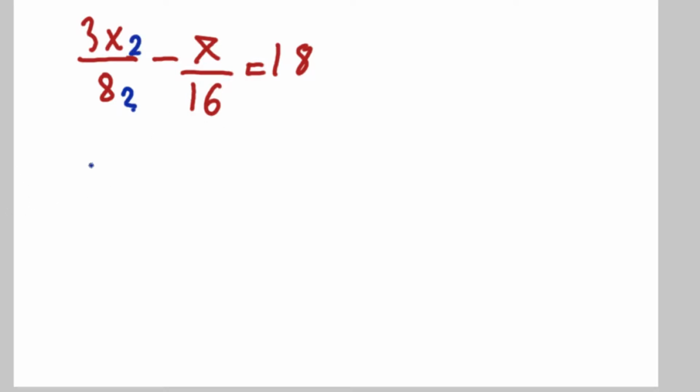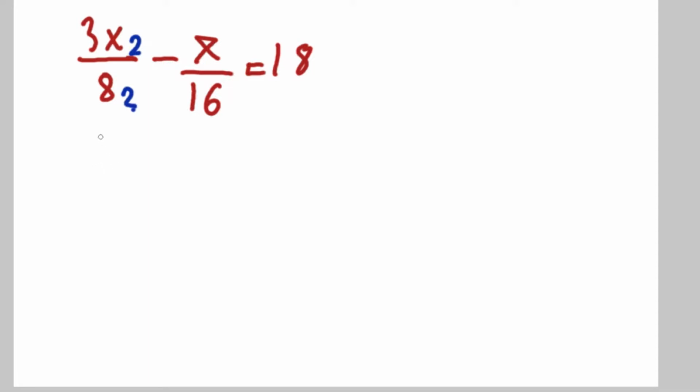And also 3x over 8 is the same as 3/8 x. Same thing. So we can just rewrite this. And that goes for x over 16. X, you just do 1 over 16 x, which would be equivalent. So yeah.